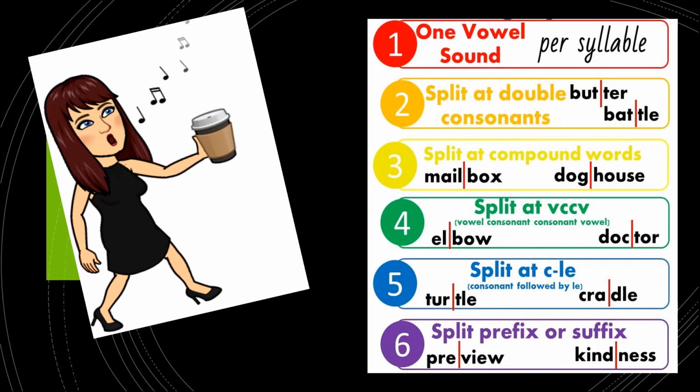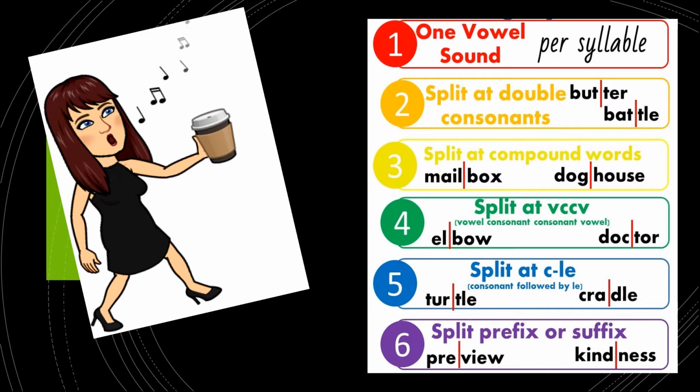Syllables. There are 6 different rules when it comes to syllables. Rule number 1, one vowel sound per syllable. Rule 2, split at the double consonants. For instance, butter: you split it at the 2 T's, so you have but and ter, butter. The same with battle, bat and tle, battle.